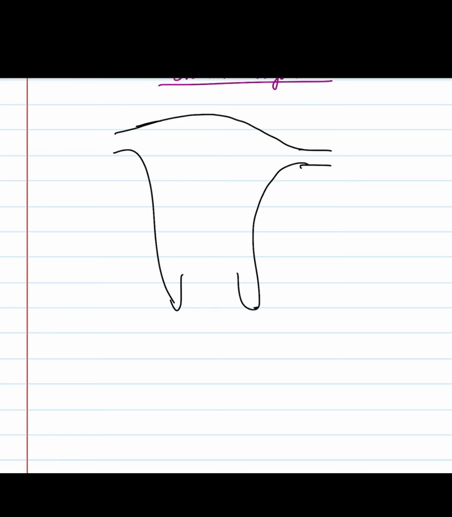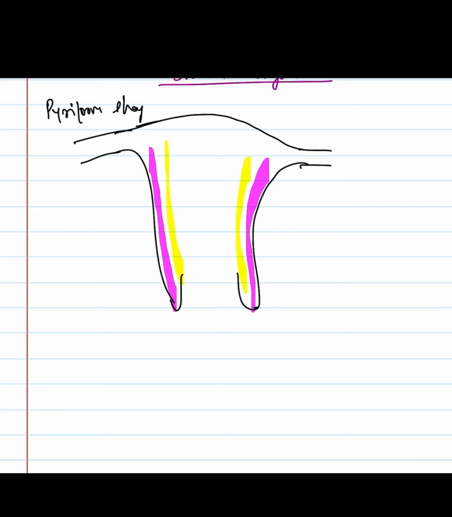See, the uterus is a piriform shaped structure. It has three layers: endometrium, myometrium and serosa. So this is your serosa, myometrium here and endometrium within. This uterus has been divided into various parts. I've already told you it's a piriform shaped structure.